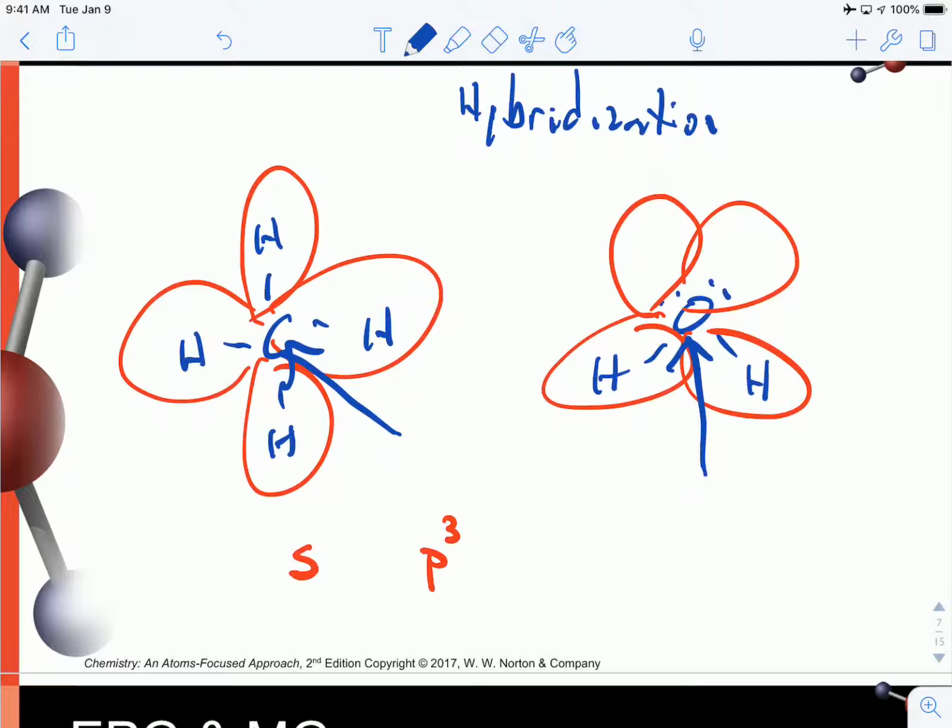So you got 4 regions surrounding it, okay? So the most you can have is an s. That's all we ever start with, is one s orbital and 3 p. So this is the hybridization of both the oxygen in water and the carbon in methane. They are exactly the same. You simply count your regions.